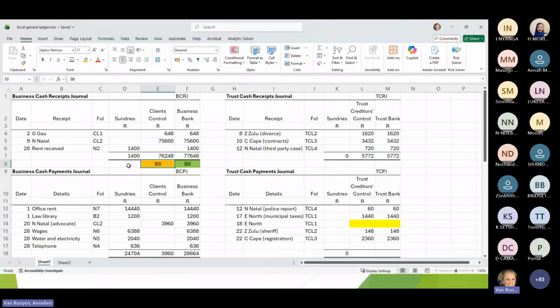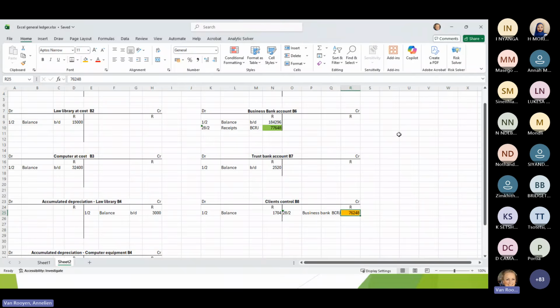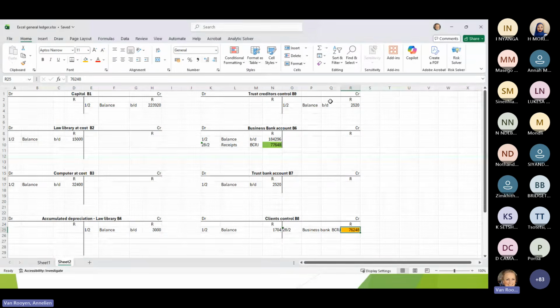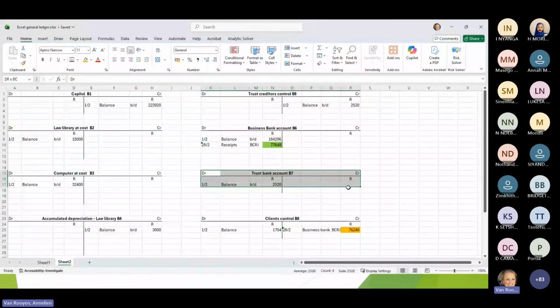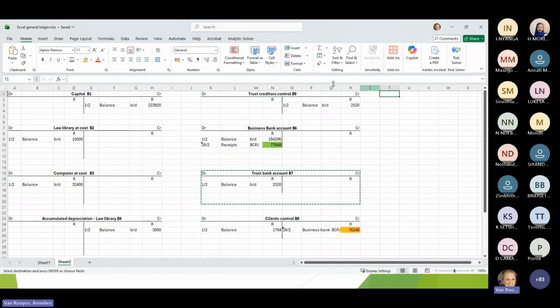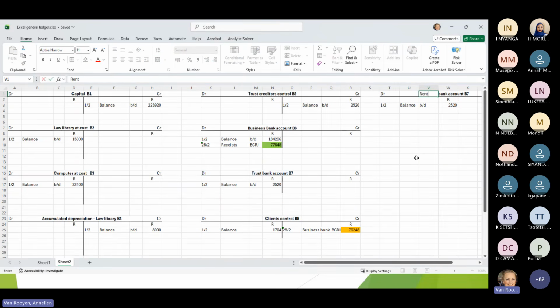Okay, but we still have one here, which is rent received. And that one goes to N2. Otherwise, this won't balance, eh? So this one goes to N2. We don't have an account for that as yet. So we will just have to open a ledger account for this. And this is going to be called rent received.